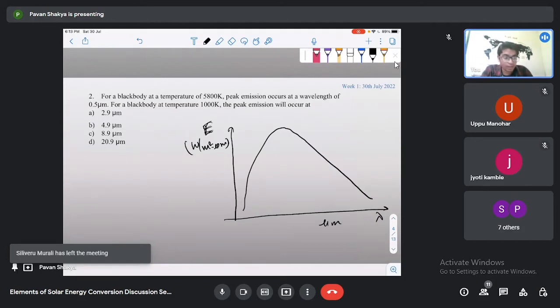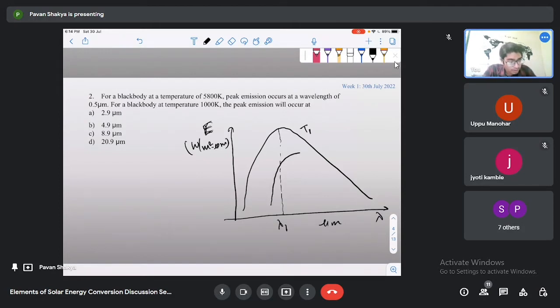So this is the curve that is drawn for a particular temperature. Suppose the temperature is T1 and the peak of this radiation occurs at some lambda 1. Now what will happen if we increase or decrease this temperature? Suppose we are decreasing the temperature. With the decrease in temperature, the curve's peak shifts towards the right. Thus the wavelength increases. And this one is for temperature T2.